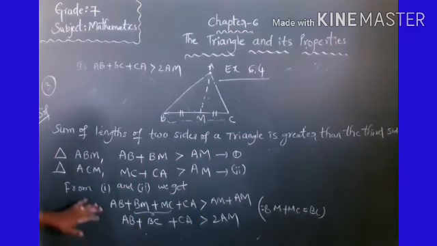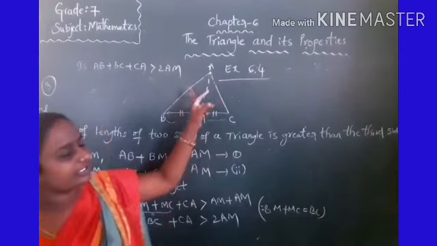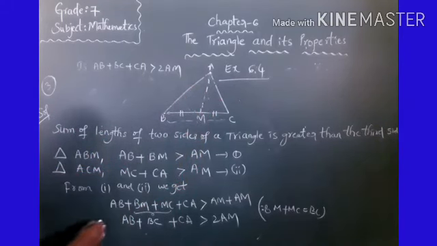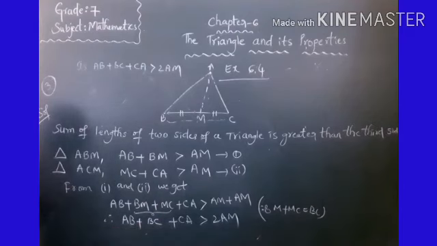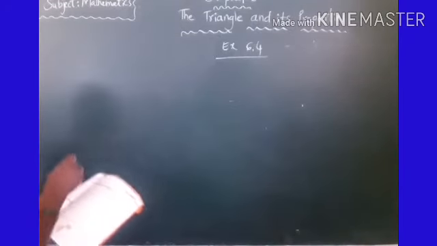Now observe this: AB plus BC plus CA is greater than 2AM. Yes, so therefore AB plus BC plus CA is greater than 2AM. Okay, right children. Next, fourth one.